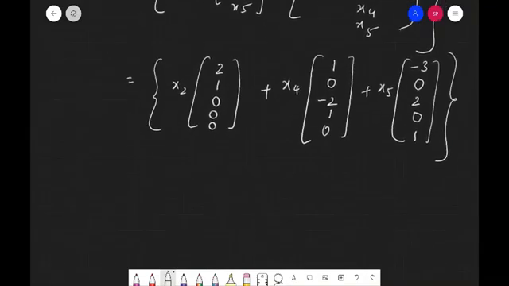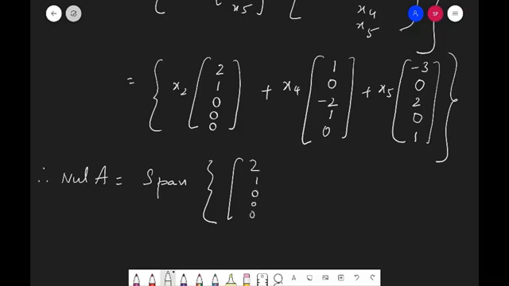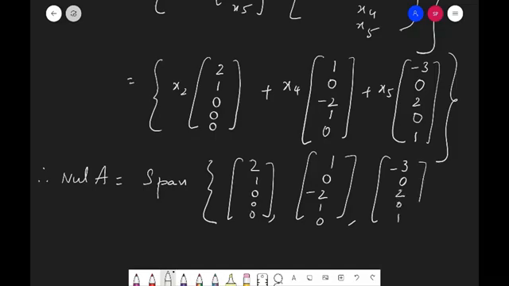So how many vectors are spanning? That is nothing but, therefore I can say null A is span of how many vectors? (2, 1, 0, 0, 0), (1, 0, -2, 1, 0), (-3, 0, 2, 0, 1).